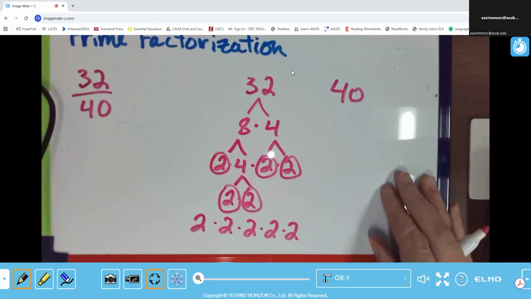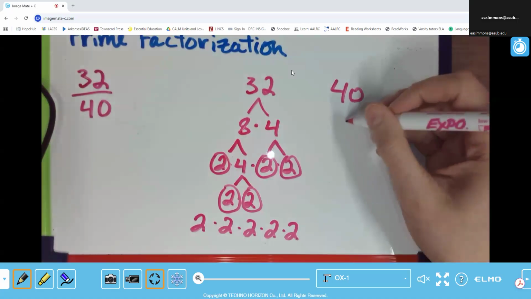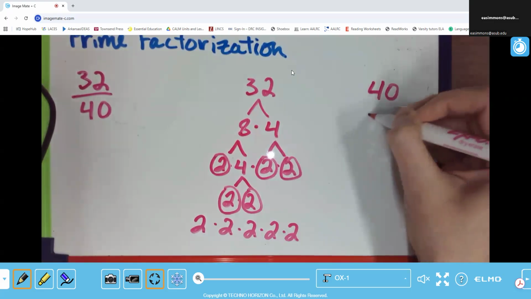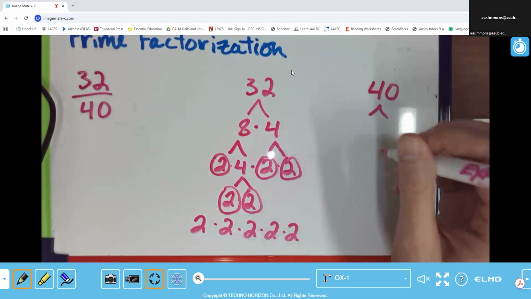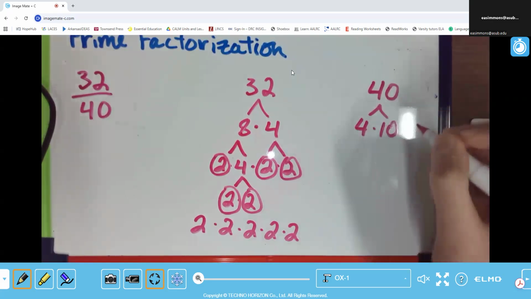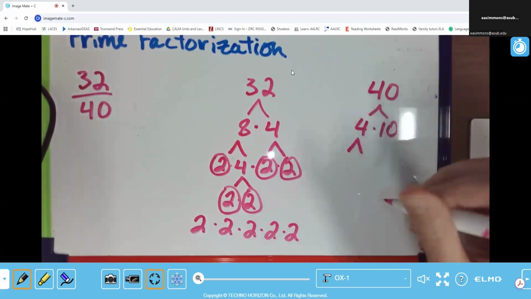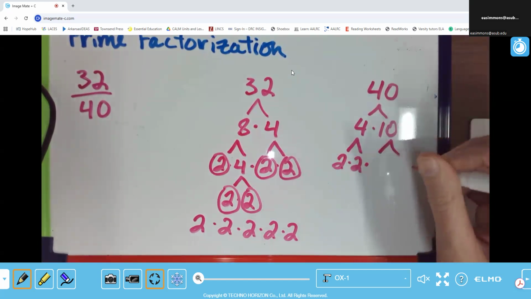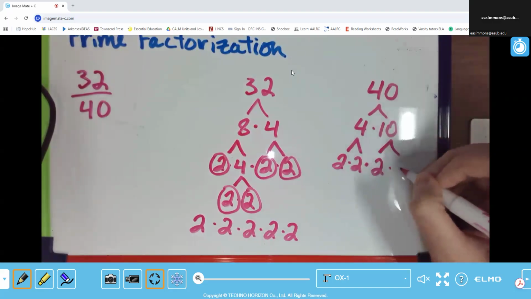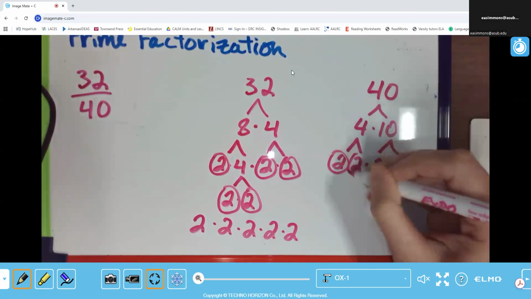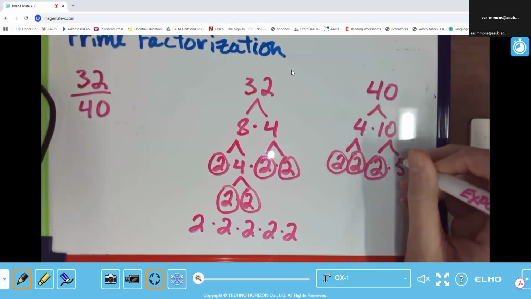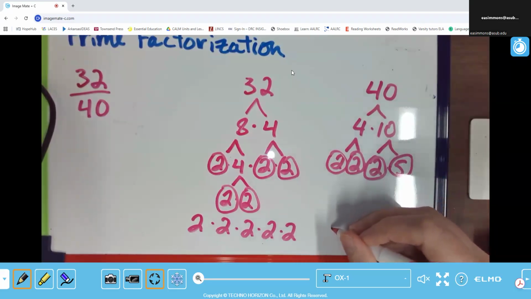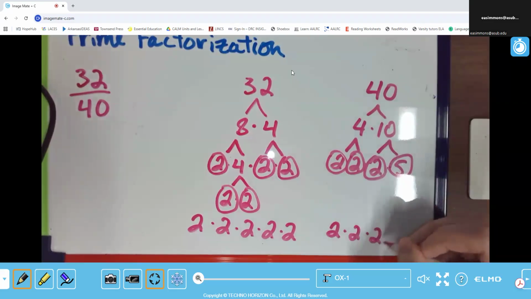And for 40, I'll do the same thing. I'm going to move it over. 40 can break into 4 times 10. And then we'll break down our 4. 4 is 2 times 2. And then break down our 10. 10 breaks into 2 times 5. 2 is prime, so I'm going to circle all my 2's. And 5 is also prime, so I'll circle it. And then I'll line it up down below. 2 times 2 times 2 times 5.